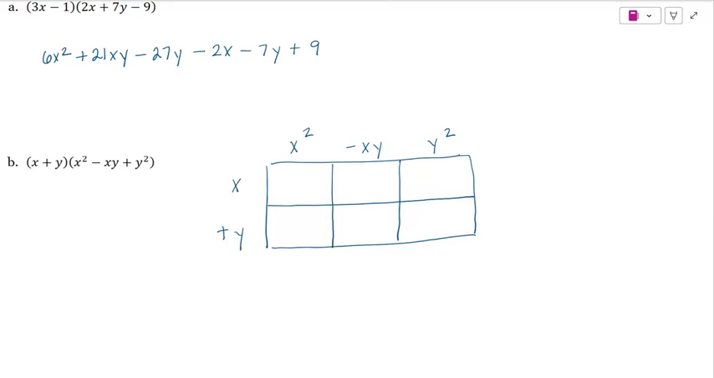So I'm going to start here with this x and multiply it by the x squared to start. That'll give me x cubed. Then we'll move to negative xy. That'll give me a negative x squared times y. Then x times y squared is a plus xy squared. And now we're ready to move down to the second row.